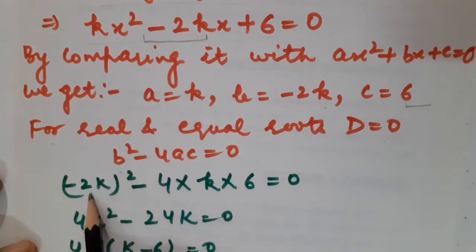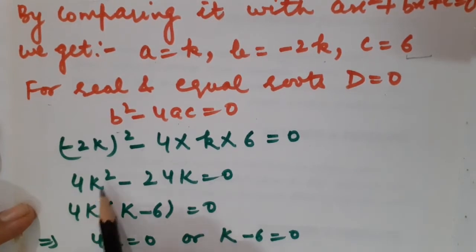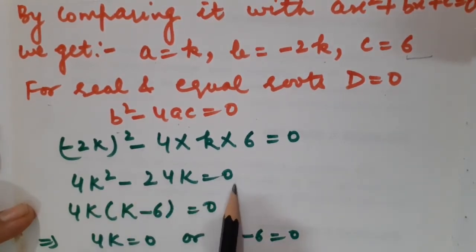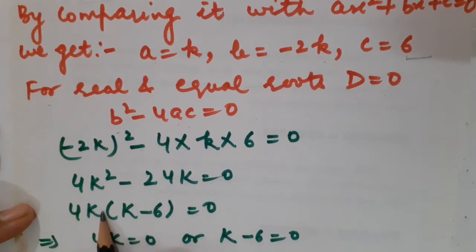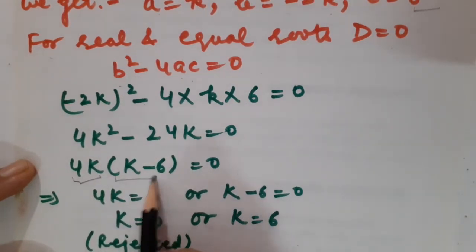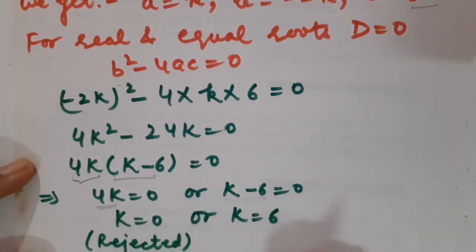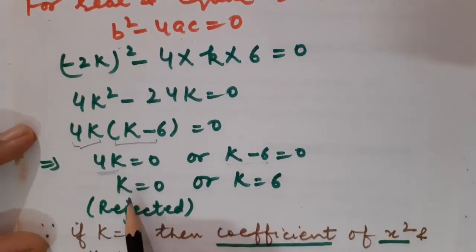What is b? Minus 2k whole square, minus 4 into, in place of a I am writing k, into 6, is equal to 0. So it would become 4k square minus 24k is equal to 0. Taking 4k as common, I have got 4k into k minus 6 is equal to 0. So as 4k and k minus 6, their product is 0, so what can I say? Either 4k is 0 or k minus 6 is 0 or both are 0. So 4k is equal to 0, and through that, children, I have got k is equal to 0.